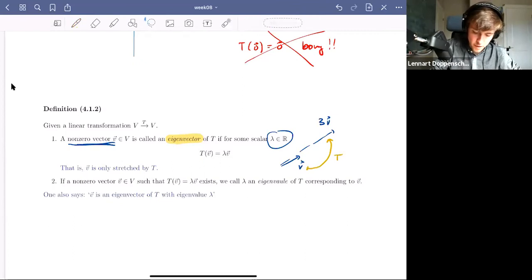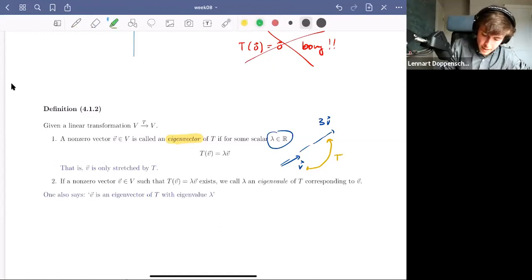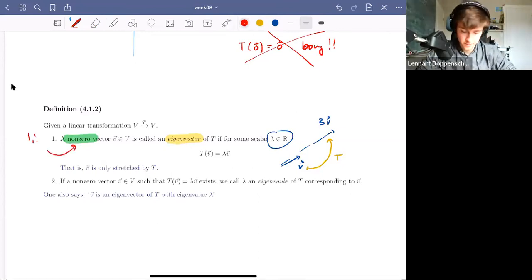So I wrote here in blue that this means v is only stretched and not rotated. But notice it's very important to have this definition, be aware that it has to be non-zero. So this is crucial for the definition.